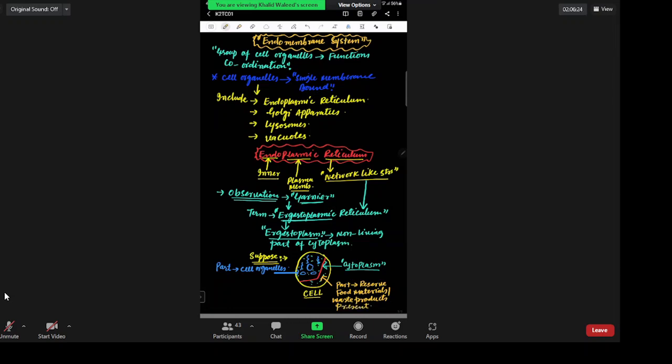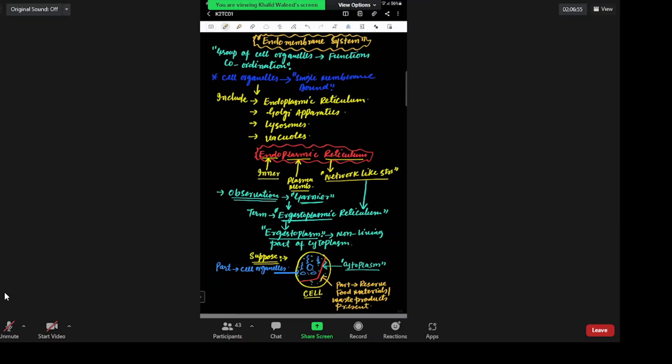बिल्कुल आराम से सुनिएगा, हमारा इशू क्या है सर? Our issue is why Garnier used the term ergastoplasmic reticulum for ER. Reason? He observed them in the ergastoplasm of cytoplasm. Ergastoplasm is what? It is a non-living part of cytoplasm.